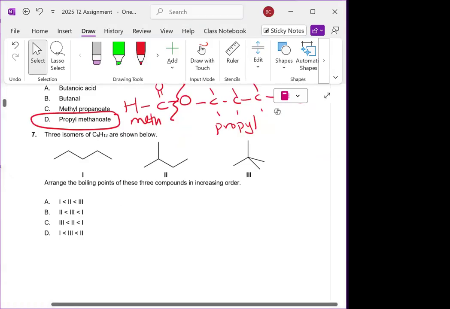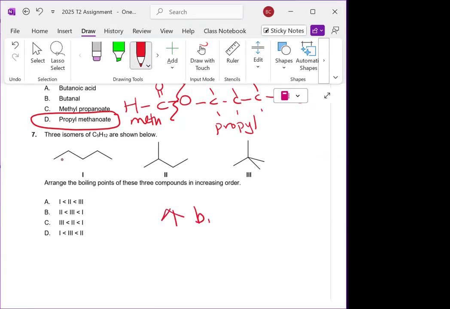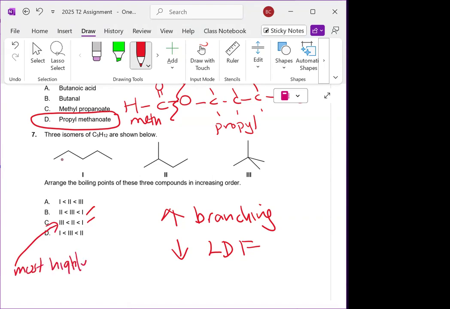Okay, next, there are 3 isomers formed. The main difference between the isomers will be increased branching. We are seeing an increased extent of branching, and increased branching actually decreases London dispersion force. So the highest boiling point will be number 1, the straight chain. And the lowest boiling point will be the most highly branched structure. The most highly branched will have the weakest London dispersion force. So the answer is C.